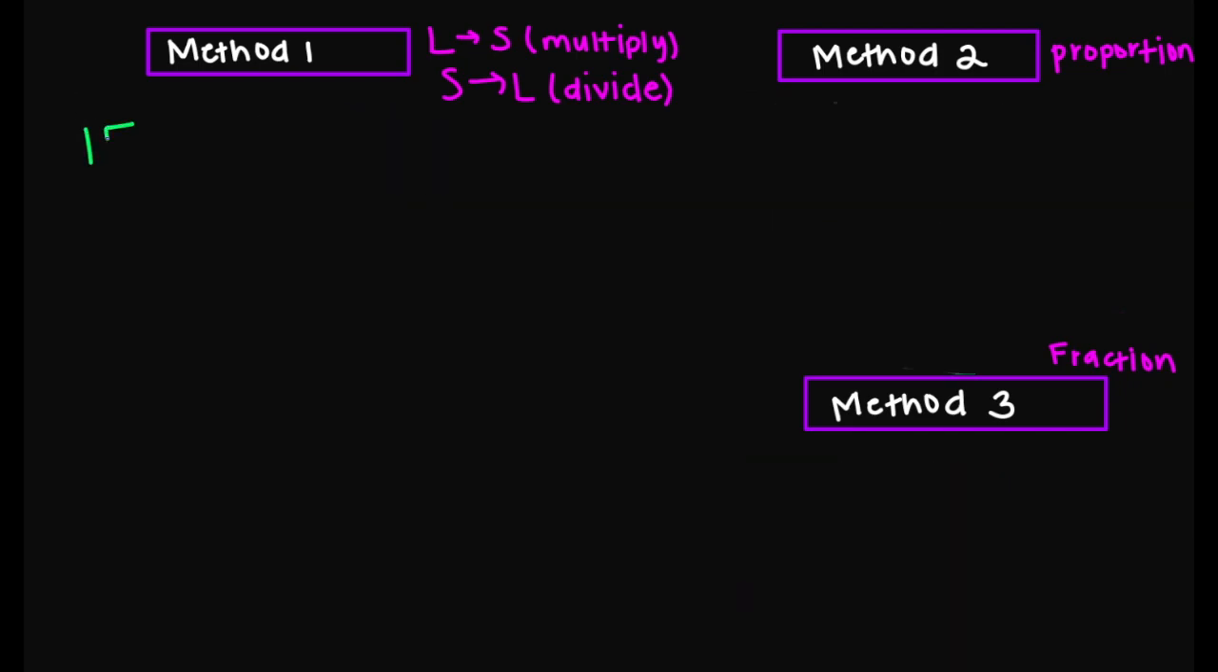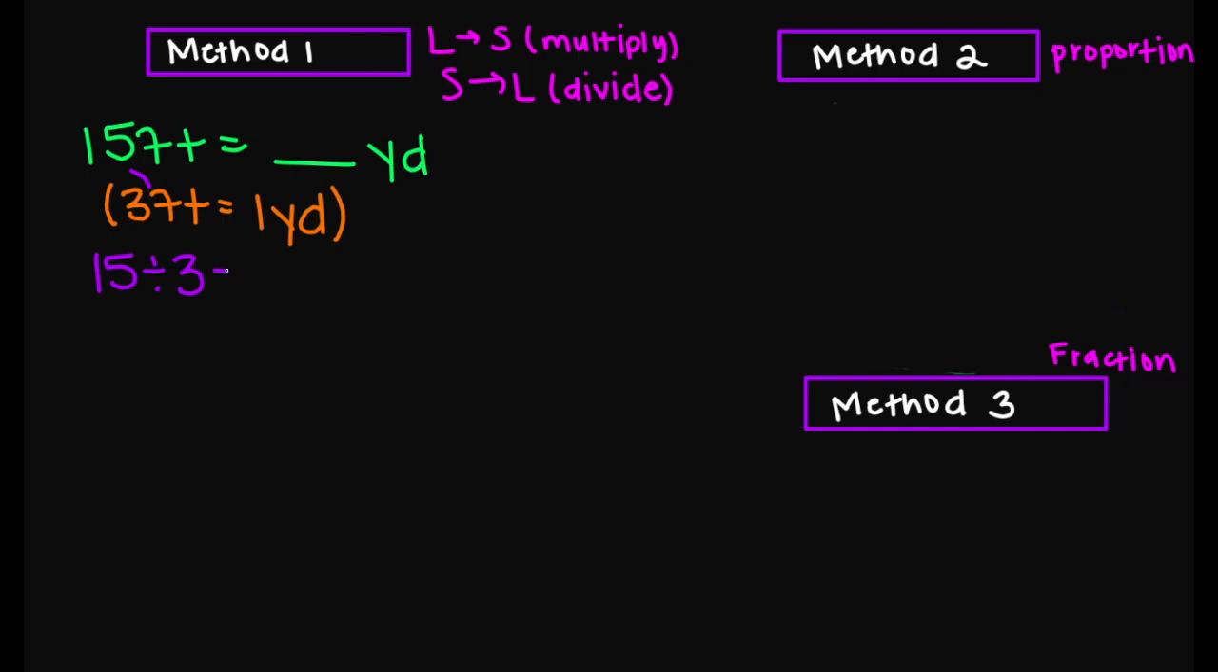Let's look at this example here. We're going to convert feet into yards. So 15 feet equals how many yards? And my conversion factor for this is going to be 3 feet equals 1 yard. So I need this to help me solve our conversion here. So by looking at method number 1, I am going from a smaller unit to a larger unit. So that means I'm going to divide. I'm going to divide 15 and 3 because 3 feet equals 1 yard. So I'm going to divide 15 divided by 3. This is going to equal 5. So for method number 1, 15 feet equals 5 yards.